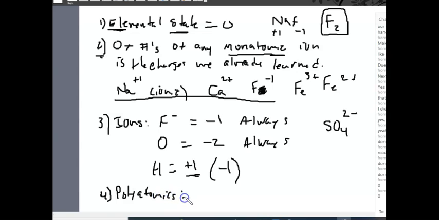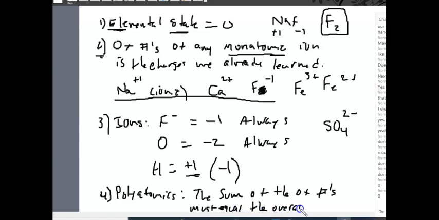All right, polyatomics: the sum of the oxidation numbers must equal the overall charge. The sum of the oxidation numbers must equal the overall charge. So, what does that mean?